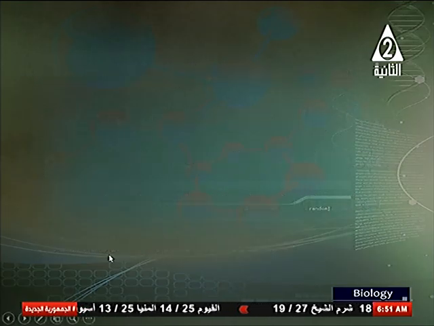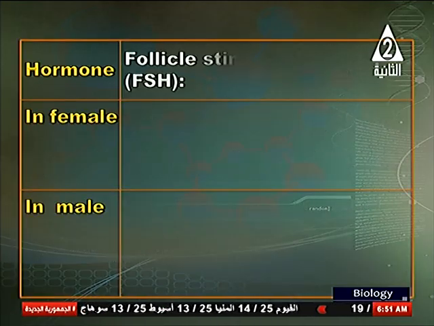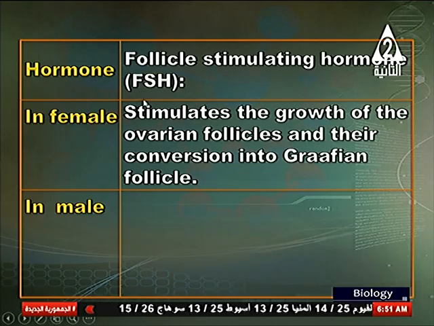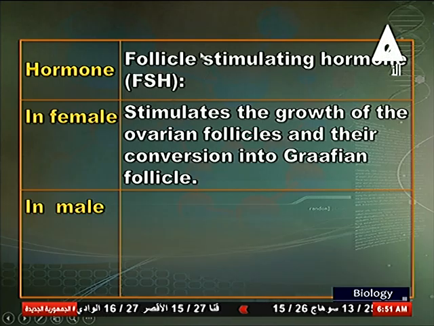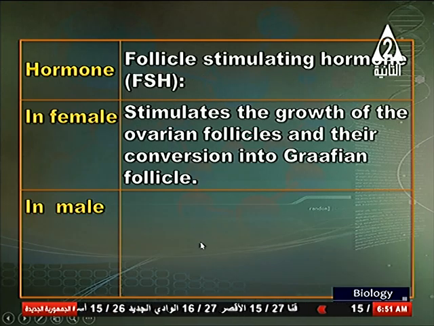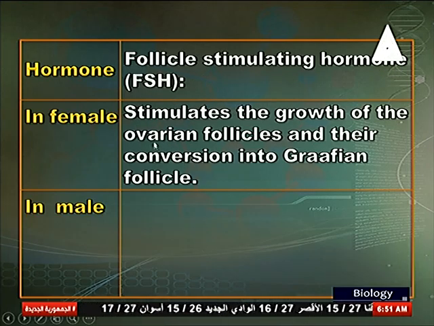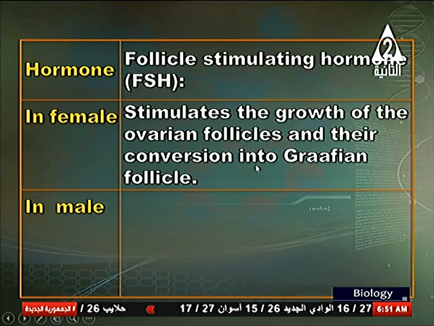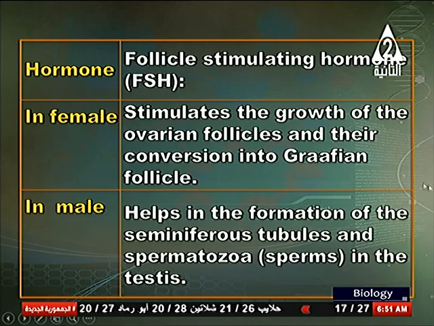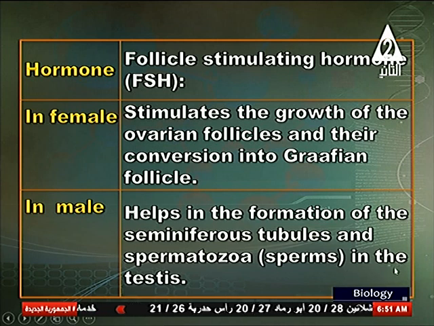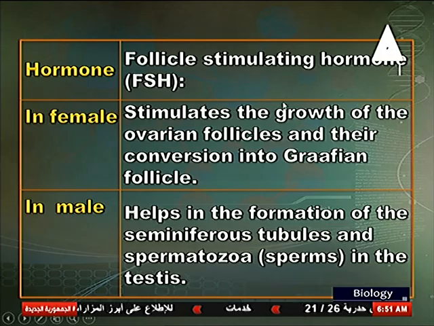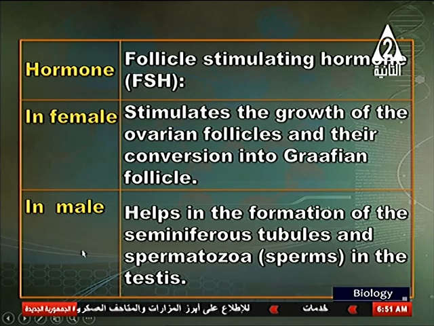Okay, this is a very important part. The first hormone is follicle stimulating hormone, FSH. Let's see what the function of this hormone is in female and in male. In females, it stimulates the growth of ovarian follicles and their conversion into Graafian follicles. In males, it helps in the formation of seminiferous tubules and spermatozoa, sperms, in the testes. So follicle stimulating hormone is very important for sexual maturity in female or male.